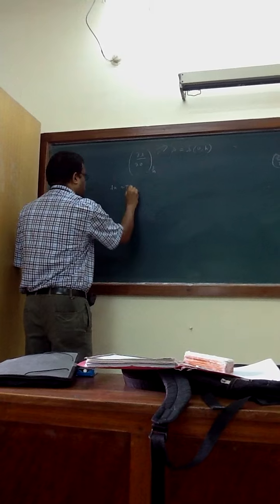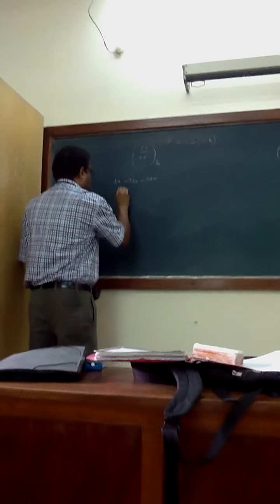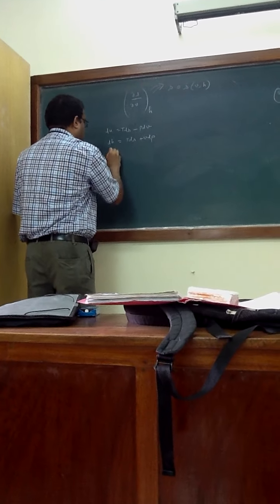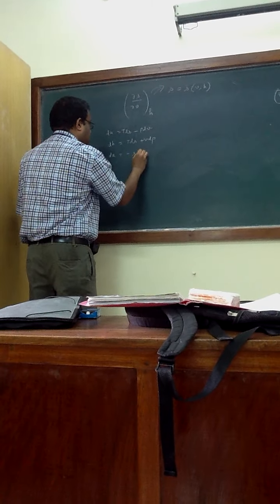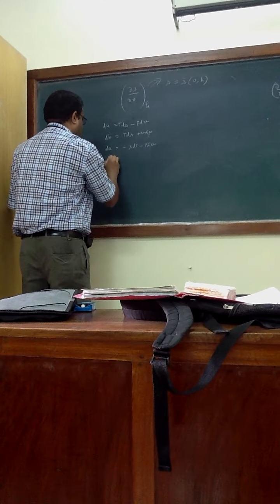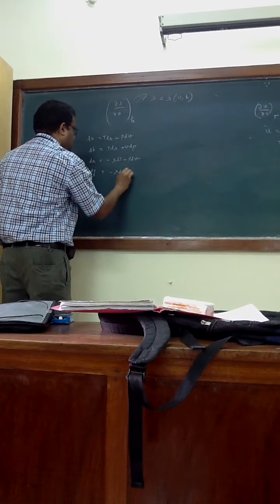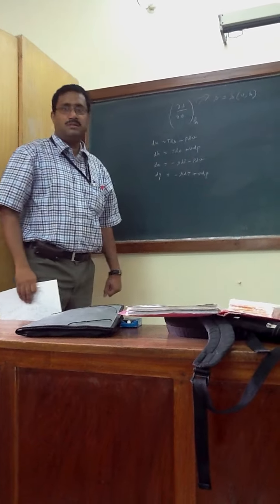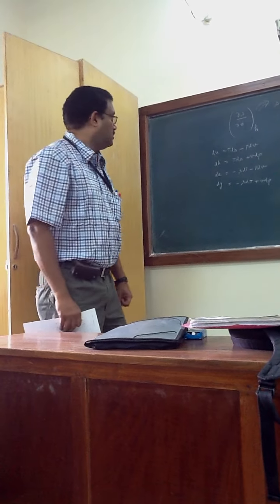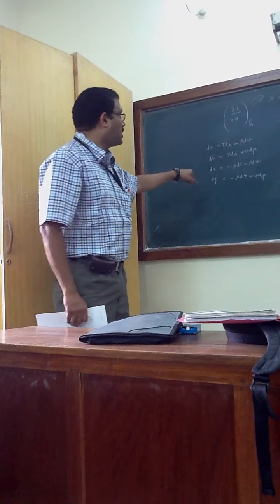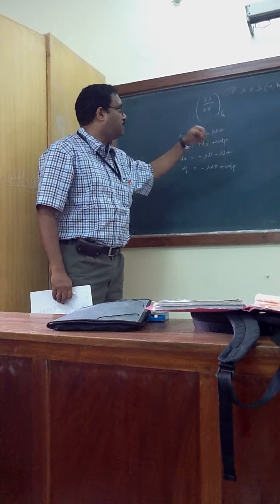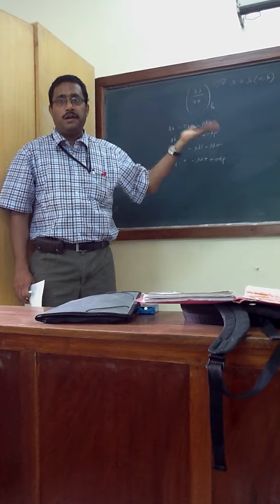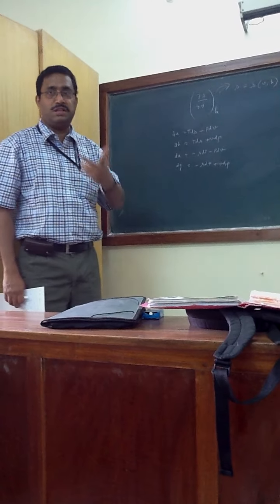dU equals T dS minus P dV. dH equals T dS plus V dP. dA equals minus S dT minus P dV. dG equals minus S dT plus V dP. Am I correct? Yes. You only have to know and remember this. So now you can see that S is a function of H and P, and P is a function of V and T. So you are getting H, P, T, three terms. Dangerous.